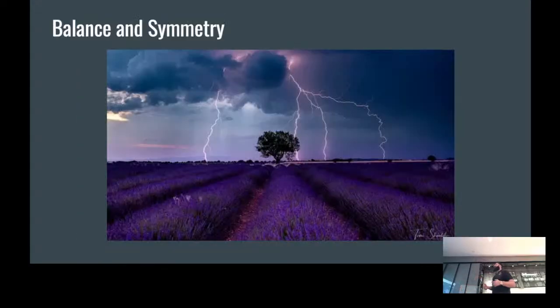Now, the horizon line is one aspect of the image, but balance and symmetry also come into play. Here we have a tree directly in the center of the image. That's the balance that it's holding. The symmetry comes from the fact that there are these lines that are moving towards the tree in between the lilac or the lavender.